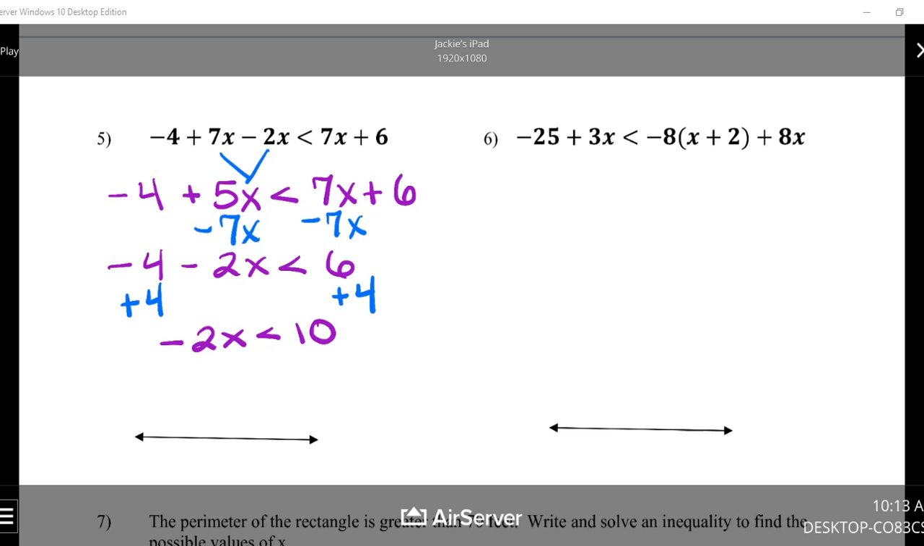So we have -2x is less than 10. So that's -2 times x. So to solve, we'll divide both sides by -2. And again, it's that step there that requires us to flip the inequality symbol. It was less than. We now need to flip it to be greater than.